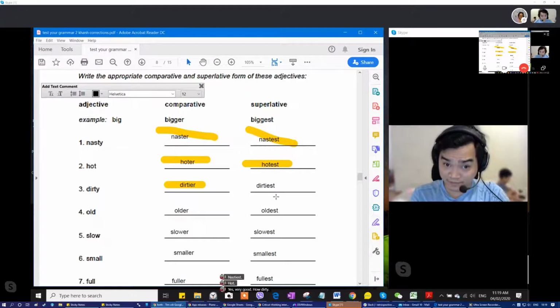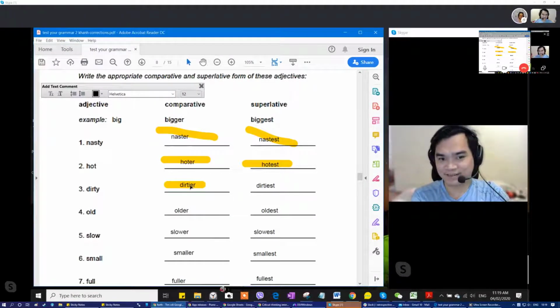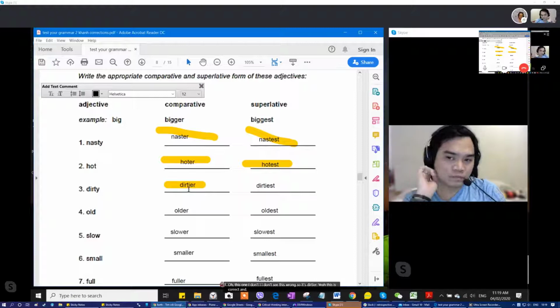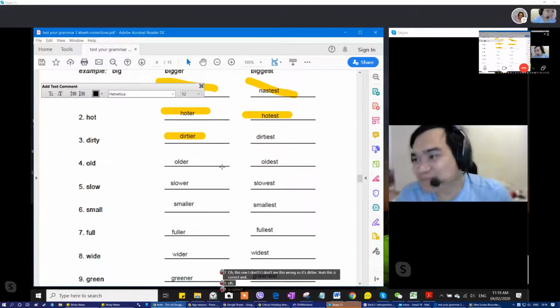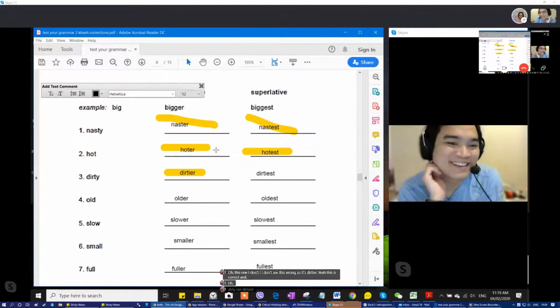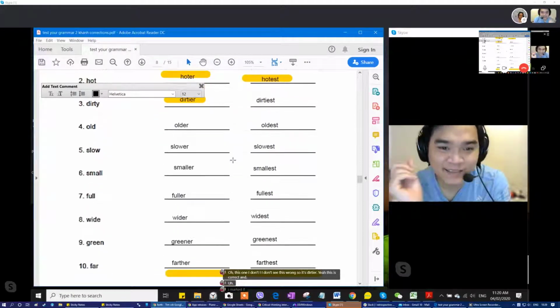I don't know what is wrong. I don't see this as wrong. So it's dirtier. Yeah, this is correct. Dirtier and dirtiest. I don't know why I marked it. So this is wrong. Next one.